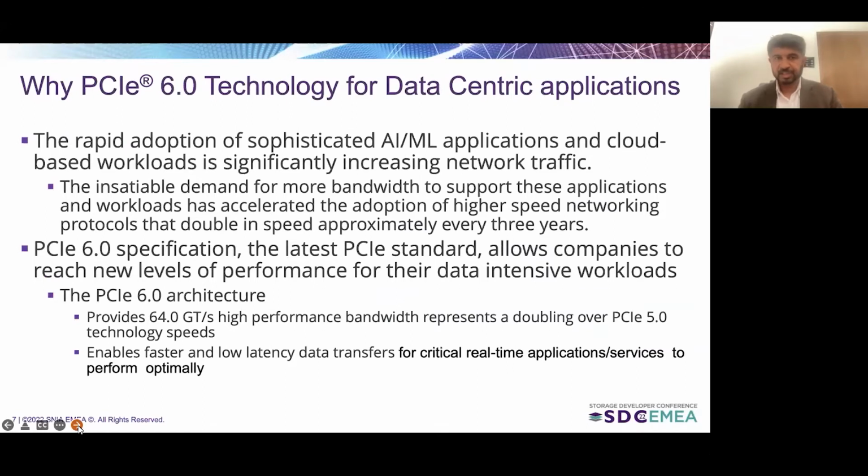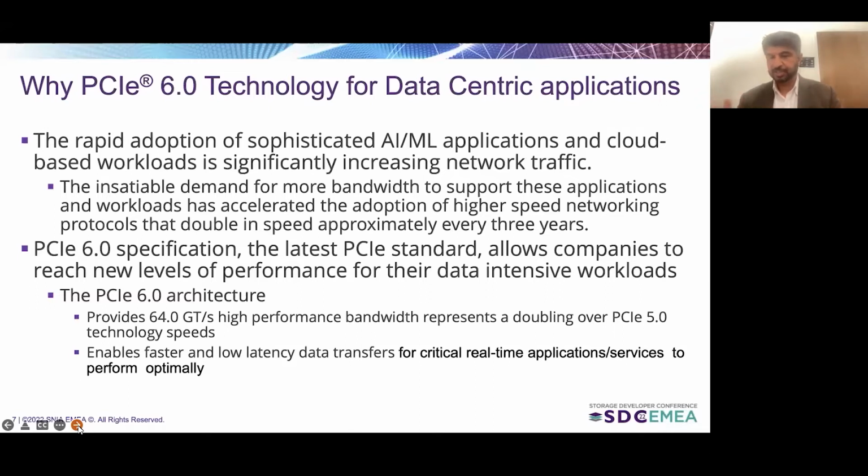Why is PCIe 6.0 technology for data-centric applications important? As has been reported, as most people in the industry know, the rapid adoption of sophisticated AI and ML applications, along with cloud-based workloads, has significantly increased network traffic. This insatiable demand for more bandwidth to support these applications and workloads has accelerated the adoption of higher speed networking protocols that double in speed approximately every 3 years.